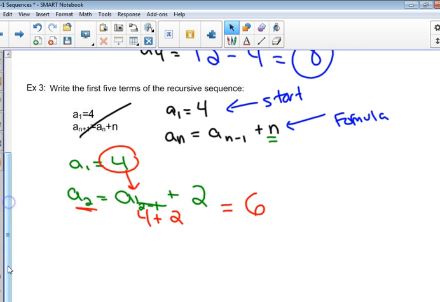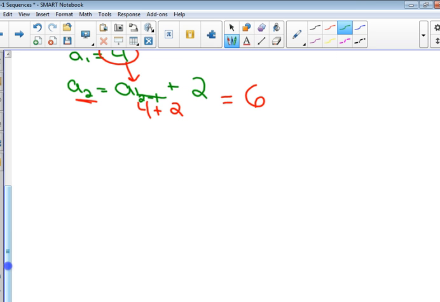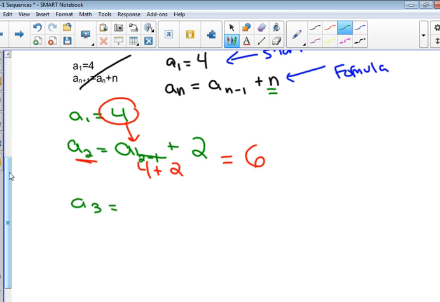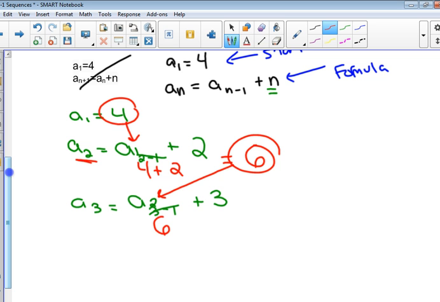Now if we want the third term, a sub 3, where we see an n, you're going to put a 3 in its spot. So I'm going to have a sub 3 minus 1 plus, what's this one going to be though now? 3, good job. Make sure you remember to change this every time. So your 3 minus 1 is going to become 2. So that a sub 2 was really 6. So it becomes 6 plus 3, which is 9. All right, why don't you guys see if you could find 4?